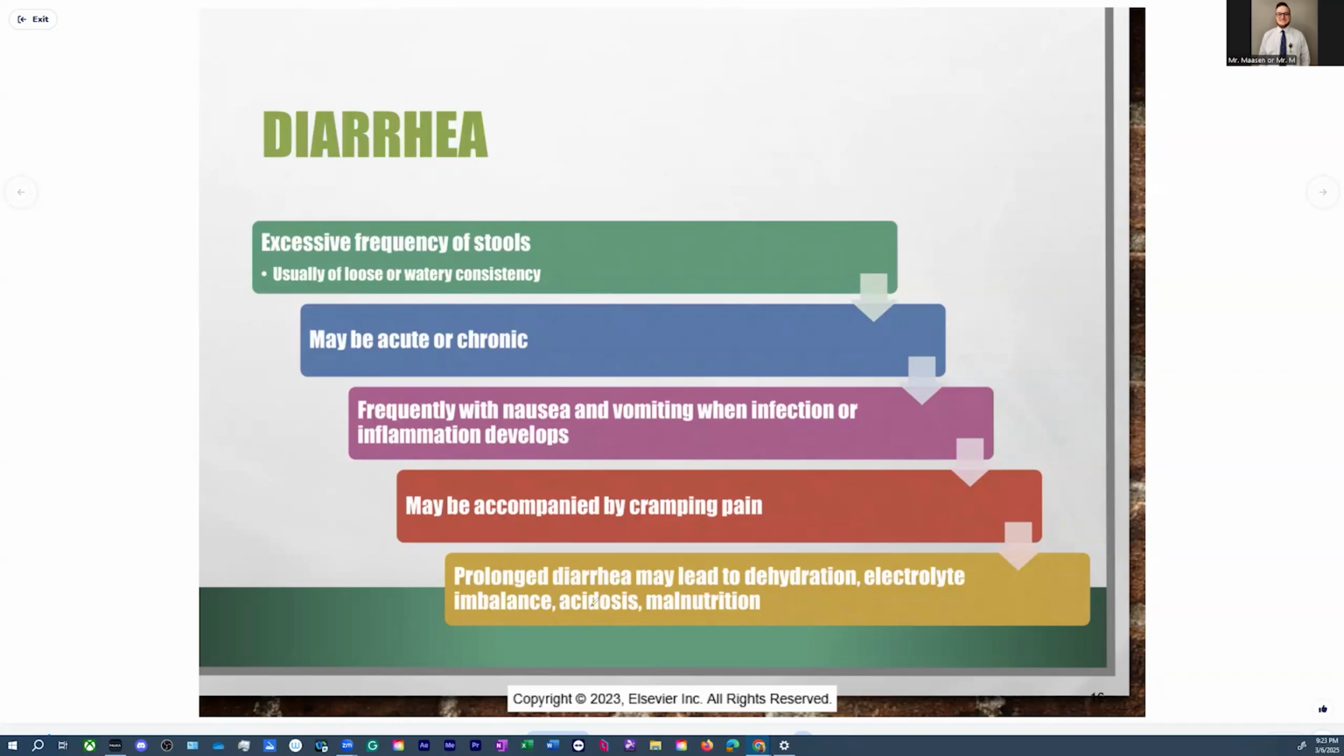And then again, diarrhea by itself is not too bad, but prolonged is going to lead to dehydration, electrolyte imbalances, maybe even acidosis. Because remember, with acidosis, I'll give you a second to think about it. What do we absorb in our GI tract? What's one of the components that deals with acids and bases that we get from our GI system, that we get from our food? I'll give you a second to think about it.